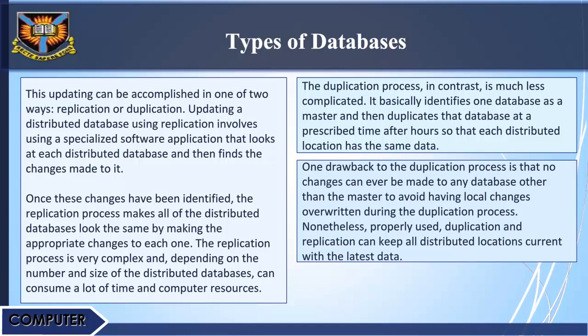The duplication process, in contrast, is much less complicated. It basically identifies one database as a master and then duplicates that database at a prescribed time after hours so that each distributed location has the same data. One drawback to the duplication process is that no changes can ever be made to any database other than the master to avoid having local changes overwritten during the duplication process. Nonetheless, properly used, duplication and replication can keep all distributed locations current with the latest data.